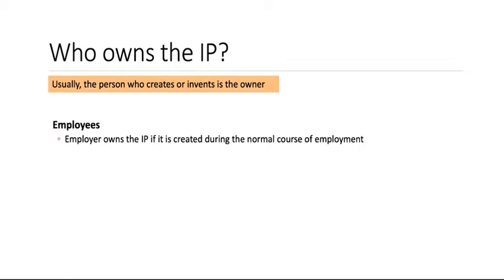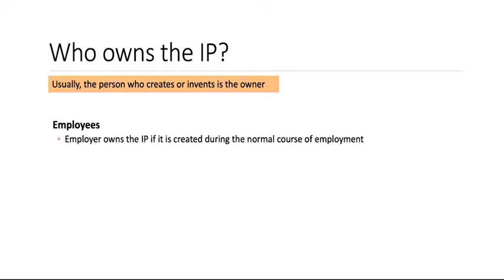The rule with employees is that if they create something that can be protected by an intellectual property right, during the normal course of their employment, their employer owns the intellectual property in that creation. So if you hire a scientist to make you a formula for a certain product and they come up with another invention that relates to the work that they're doing, you would own the intellectual property. However, if they write a romance novel during their lunch break, you have no rights over that because it doesn't coincide with their normal duties.